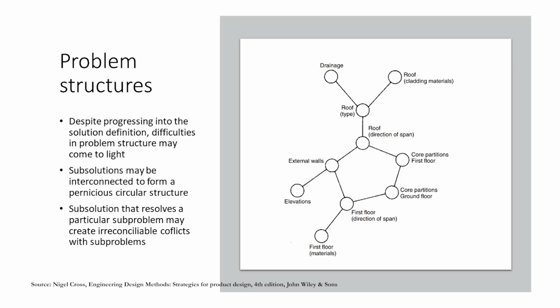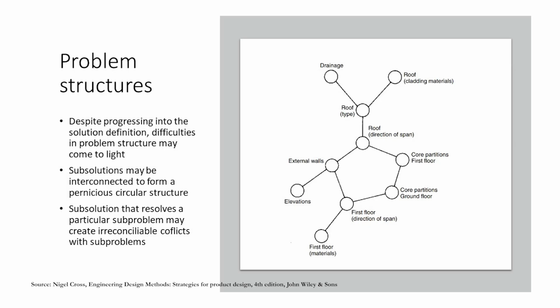Here you can see that the direction of span of the roof will affect the core partitions on the first floor, and also the external walls affect the roof. Let us say I change the direction of span of the roof to accommodate some issue that is occurring with the construction. Instead of being like this, maybe we make it slightly at an angle, and then what that does is the core partitions of the first floor change.